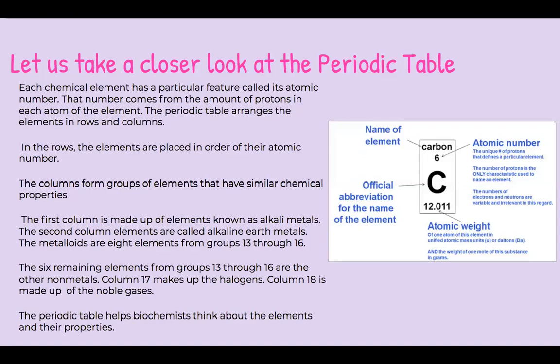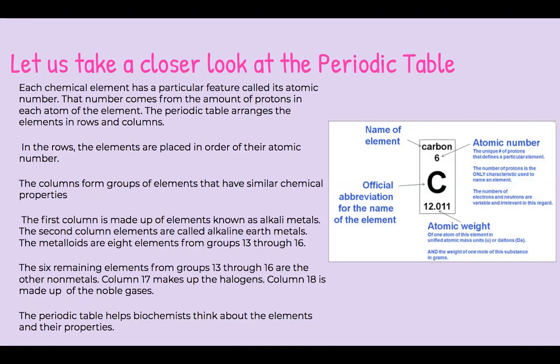So if somebody were to ask you what element has six protons, it can only ever be carbon. However, if they were to ask you which element has 6 neutrons or 6 electrons, the answer can be very ambiguous because neutrons and electrons are constantly changing. So in the rows, the elements are placed in order of the atomic number, and the columns form groups of elements that have similar chemical properties. So the organization of the periodic table is very precise and strategic.